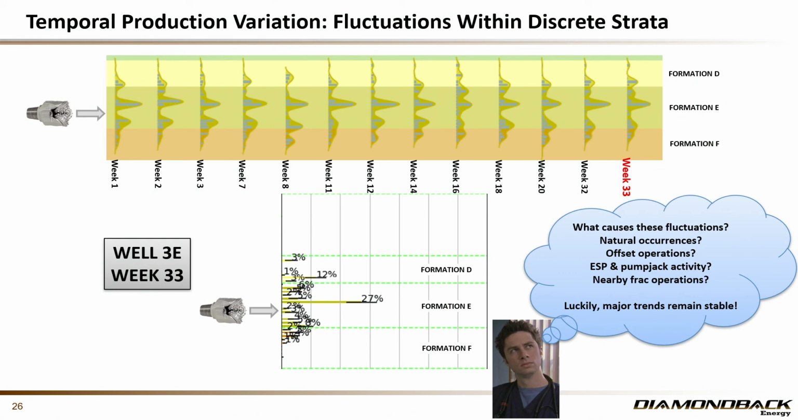So what causes these fluctuations? Is it just natural variation? Is it offset operations in the form of ESPs going down, pump jack activities on your verticals, nearby frac operations? Probably all of the above, right? We've actually observed some of that ebb and flow from some of the operations. Luckily, a lot of these major trends remain stable.